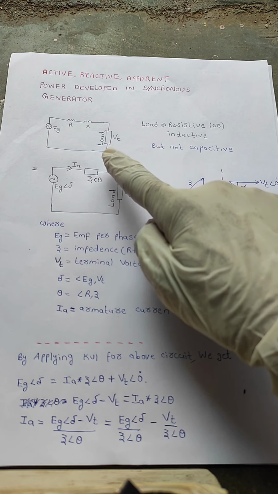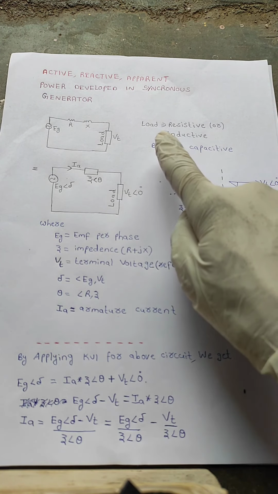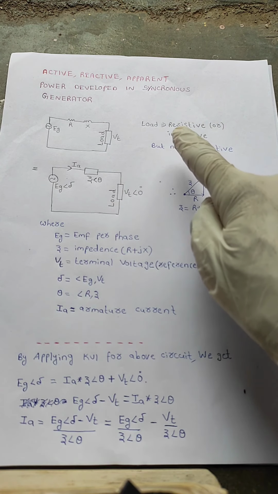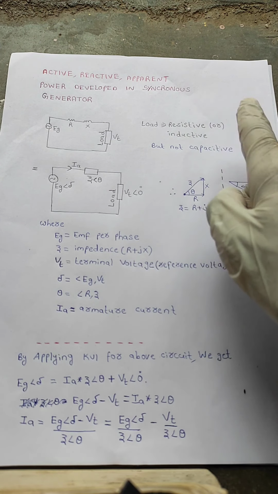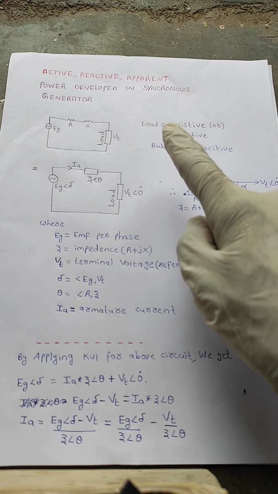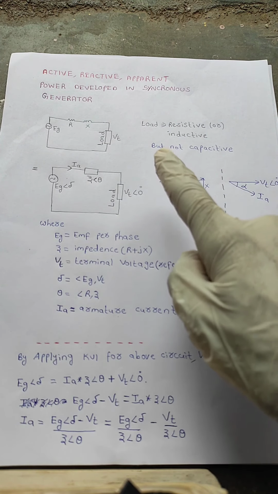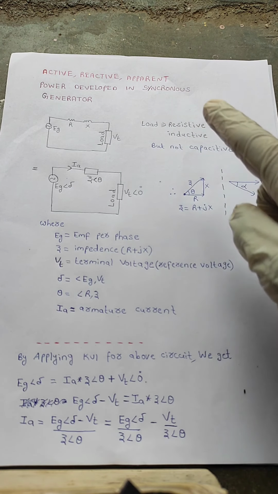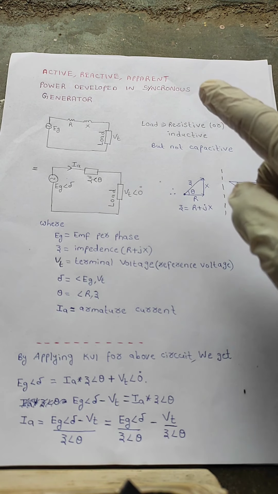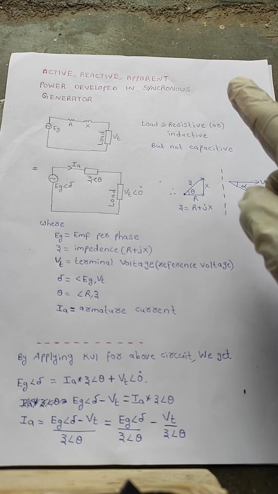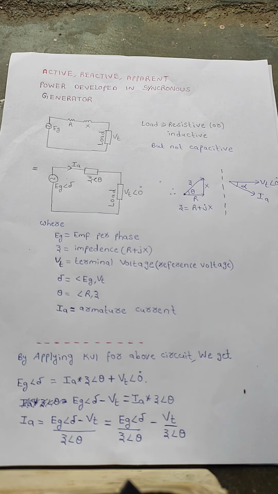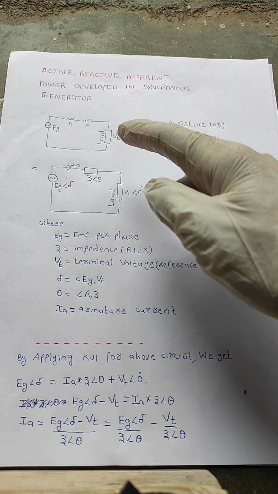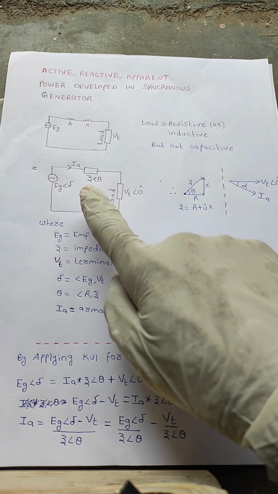connected to the synchronous generator. The load may be anything, resistive or inductive, but in this case I am assuming either a resistive or inductive load, but not a capacitive load. Remember, this derivation is applicable only for resistive or inductive loads, or any combination of resistive and inductive, but it is not applicable for a capacitive load. So if we combine R plus X, we will get impedance Z.